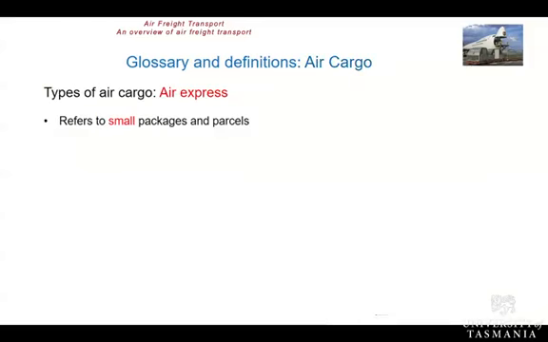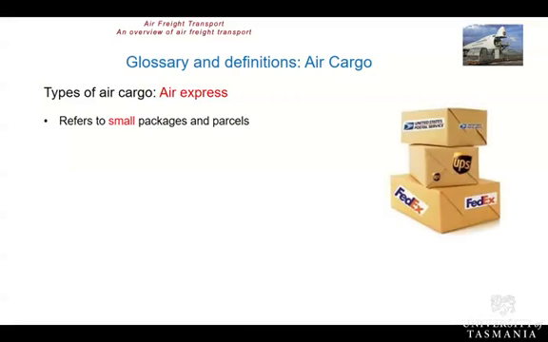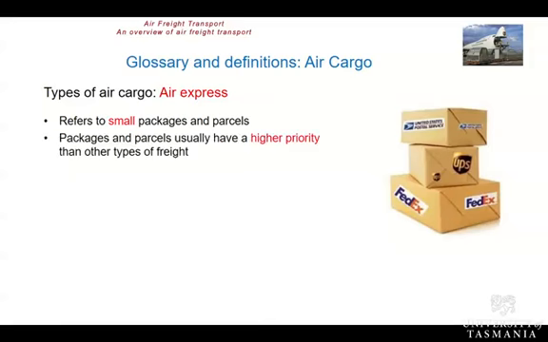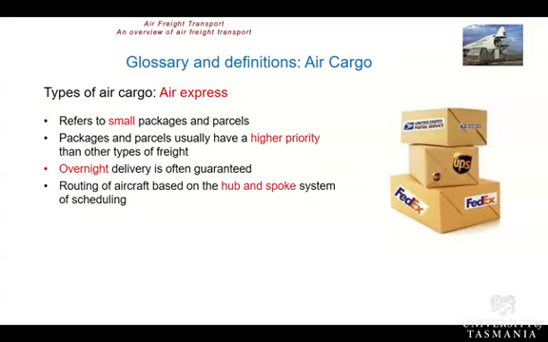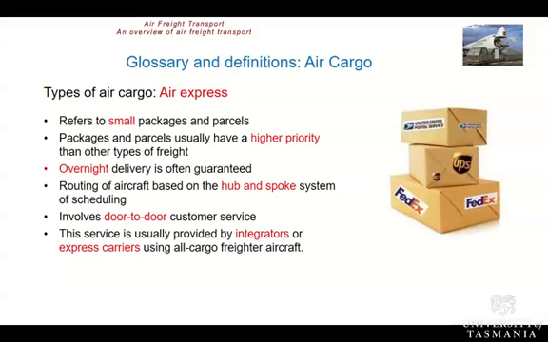So if we're specifically talking about something that's air express, this refers to small packages and parcels. So those sort of parcels that you might see over there, that's air express. Generally they have a higher priority than other types of freight. Generally an overnight delivery is often guaranteed. And typically the scheduling approach is to feed these parcels into a hub and then move them out from the hub from there. It usually involves door-to-door service. So that's air express. Now, air express is typically carried by an operator who's called an integrator or express carrier. So if you come across that term integrator, you then know that they're somebody who's carrying air express.